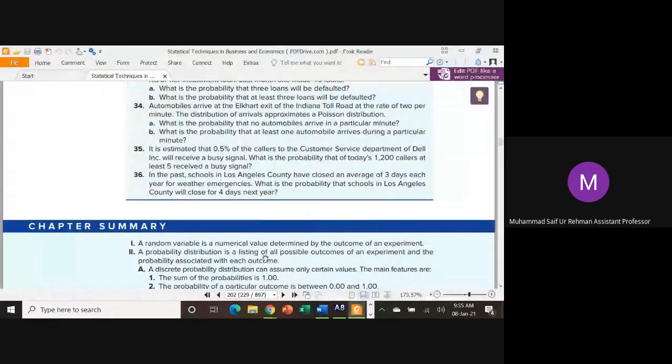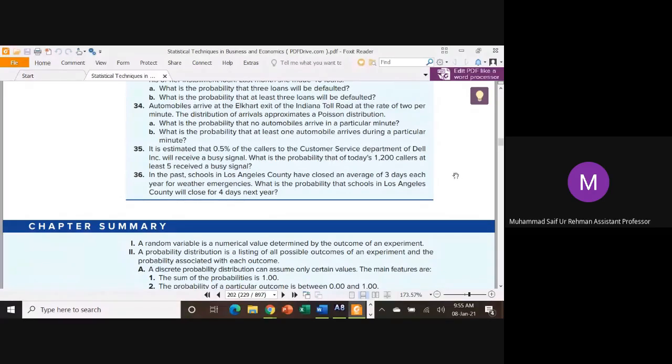It is estimated that 0.5% of the callers to the customer service department of Dell Incorporation will receive a busy signal. What is the probability that, of today's 1200 callers, at least 5 receive a busy signal? You can see that the probability of success is so small and the number of callers, or sample size, is so large. Therefore, the Poisson probability distribution formula will be used.